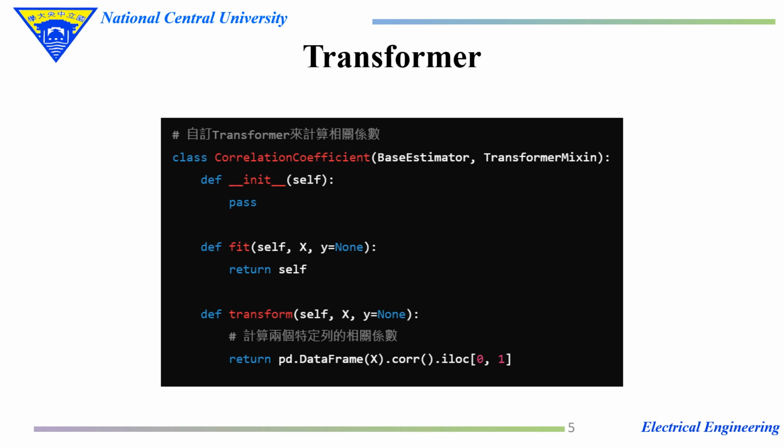Next, we introduced a custom transformer class called correlation coefficient. This class, inheriting from BaseEstimator and TransformerMixin in sklearn, is designed to compute the correlation coefficient matrix of our data. The fit method returns self, and the transform method calculates and returns the correlation matrix using pandas' corr method.